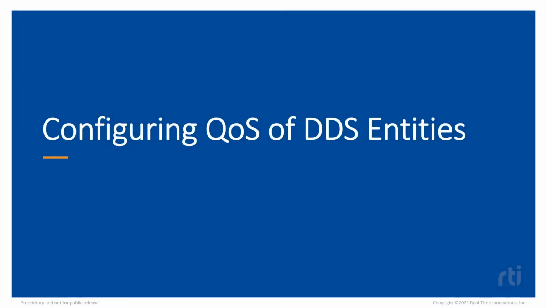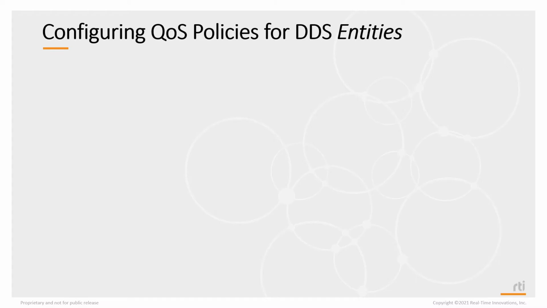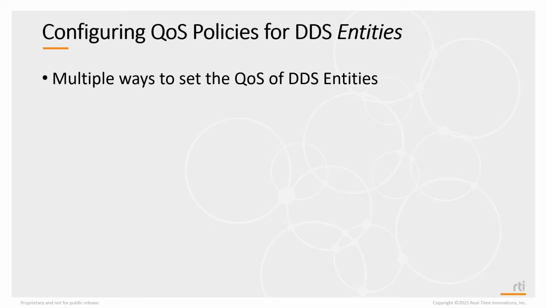Configuring the QoS of DDS entities. Configuring QoS policies for DDS entities. A DDS entity is a domain participant, also known as a participant, a publisher, subscriber, data writer, data reader, or topic. And there are multiple ways to set the QoS values of a DDS entity. Most of this is done at creation.